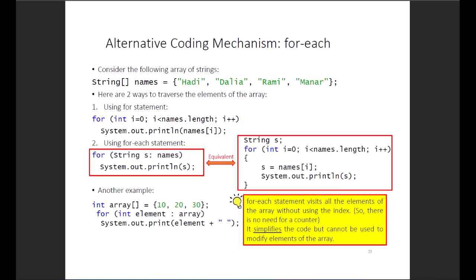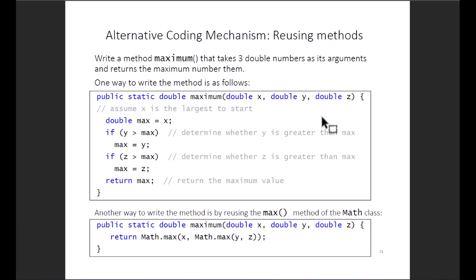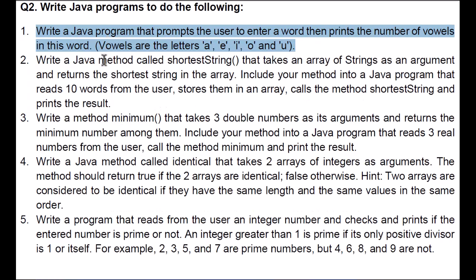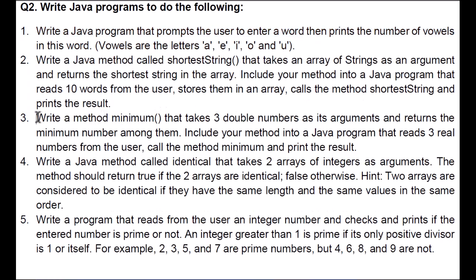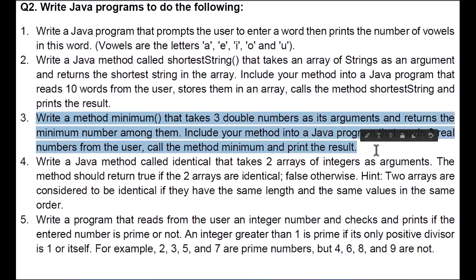Alright, now let me go to the slides. You see, this is the slide. We just did something similar. Reusing methods before the do while. This example is part of the exercises. So let me go to the exercises over here, and this is exercise number 3. Write a Java method that takes 3 double arguments and returns the minimum, not the maximum, the minimum number among them. Include your method into a Java program that reads 3 numbers from the user. Call the method minimum and print the result.